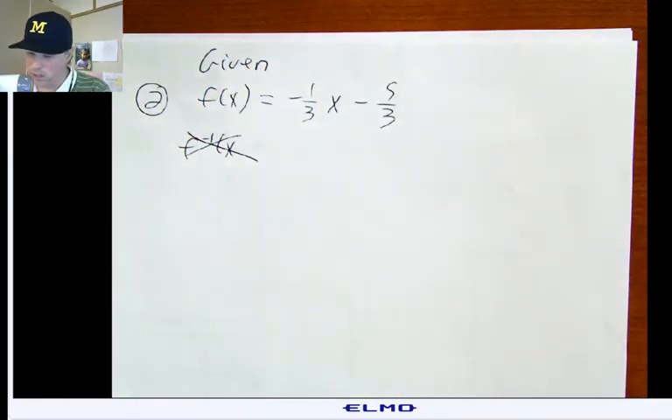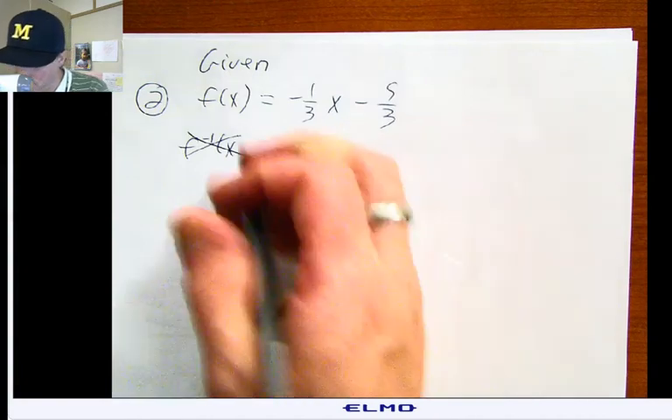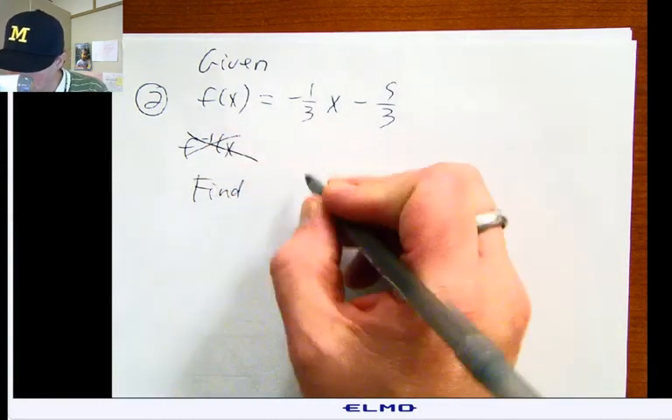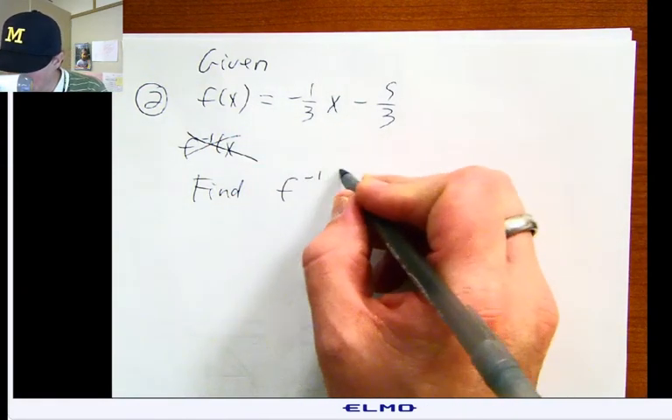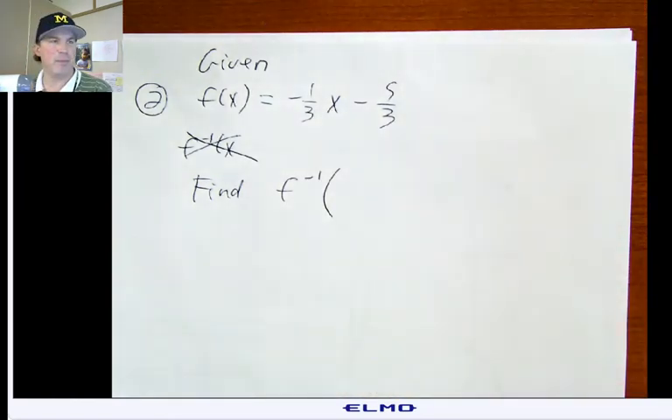Given f of x, find f inverse of, pick some number. Give me a number, Elliot. Negative 8.